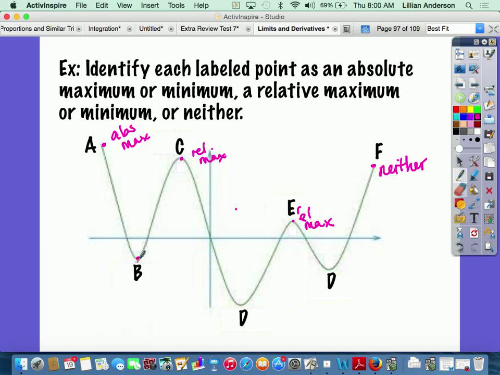Down here, B, this is a relative minimum. D, the first D, I just noticed that there were two. Let's go ahead, let's make this one a G. But this D, okay, this is an absolute minimum because it's the lowest point on the curve, and then G would be another relative minimum. So you can have multiple relative mins and max, but you only have one absolute max and one absolute min.